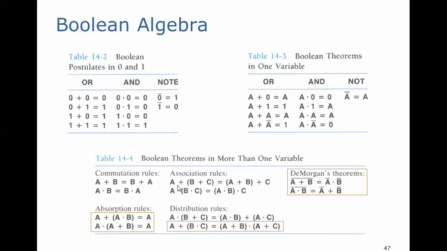Association rules: we can execute the sum or the ORing of 3 terms in any order. Same with the ANDing of 3 terms. Now let's look at the absorption rule. This is going to be different here. If a is ORed with the product, or the ANDing, of a and b, then that is equal to a. And a ANDed with the ORing of a and b will give us a.